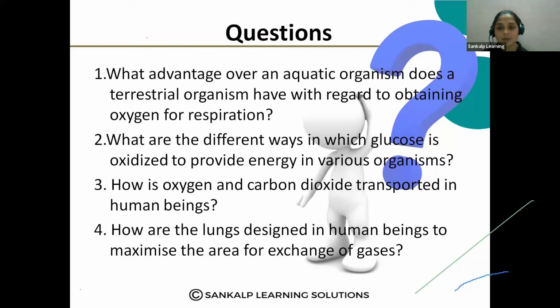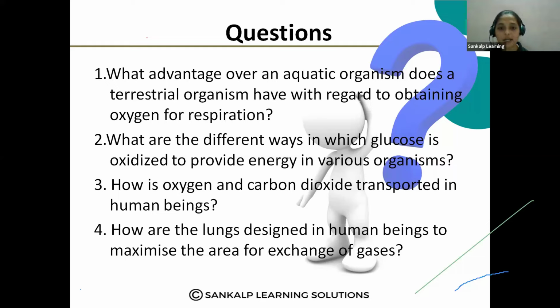So write down the questions. Students, please note down the questions and try to answer them. The first question is, what advantage over aquatic organisms does a terrestrial organism have with regard to obtaining oxygen for respiration? I already explained: terrestrial organisms have more oxygen available, but aquatic organisms have less dissolved oxygen for their respiration. The second question is, what are the different ways in which glucose is oxidized to provide energy in various organisms? You have to explain aerobic and anaerobic respirations, all three methods.